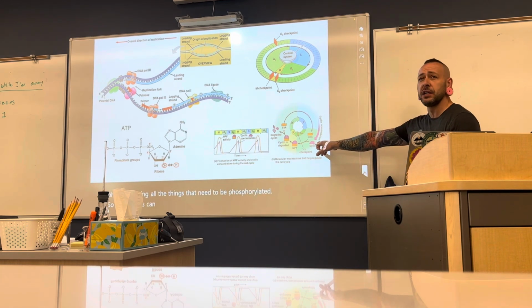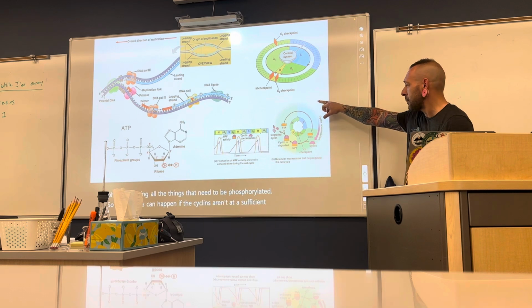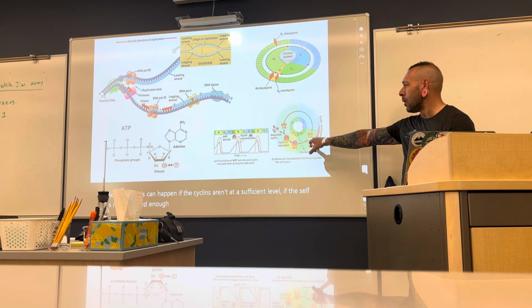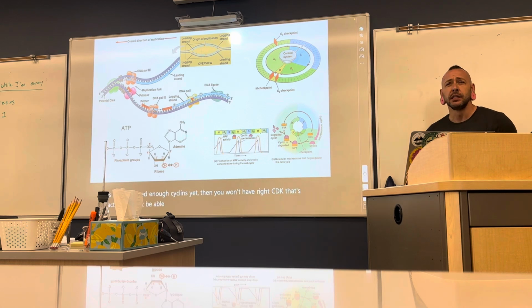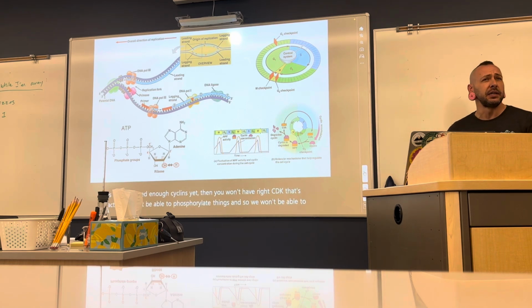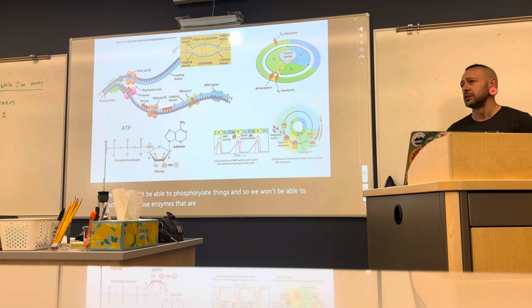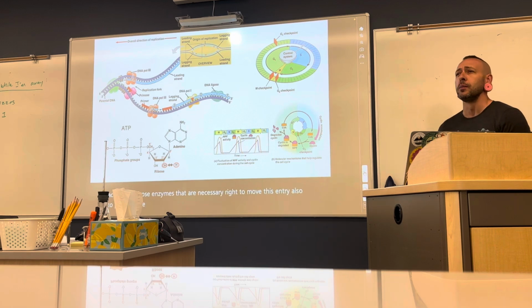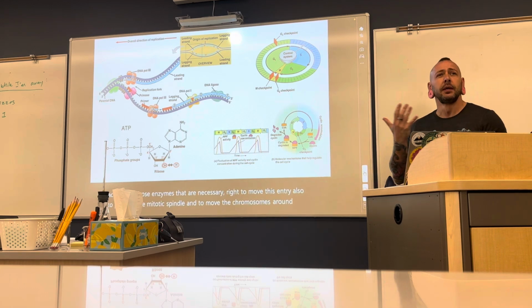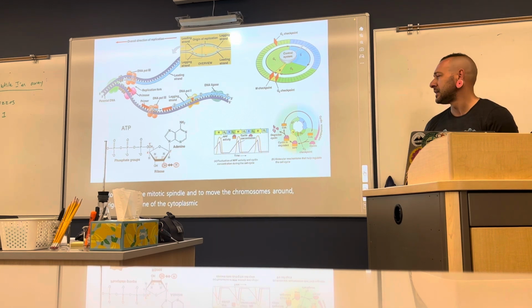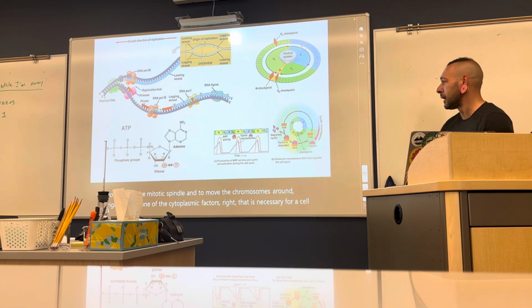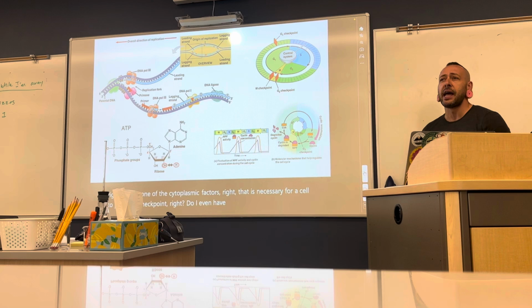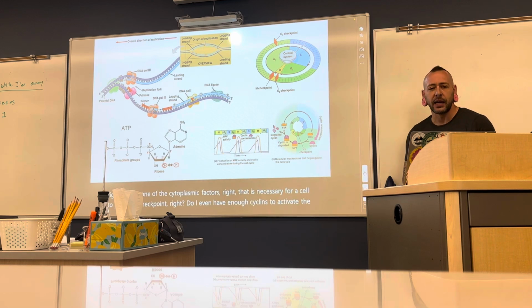If the cyclins aren't at a sufficient level, if the cell has not produced enough cyclins yet, then you won't have active CDK, it won't be able to phosphorylate things, and so we won't be able to activate all those enzymes that are necessary to move the centrioles, to produce the mitotic spindle, and to move the chromosomes around. This is one of the cytoplasmic factors that is necessary for a cell to pass that checkpoint. Do I even have enough cyclins to activate the kinase that's going to activate all these enzymes that I need?